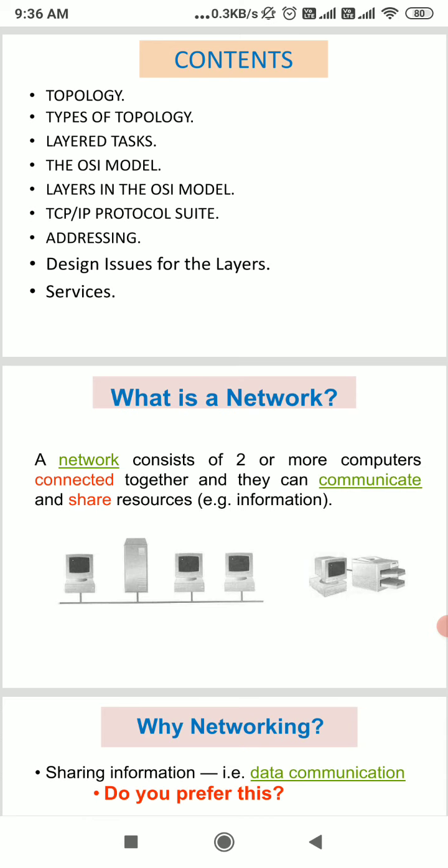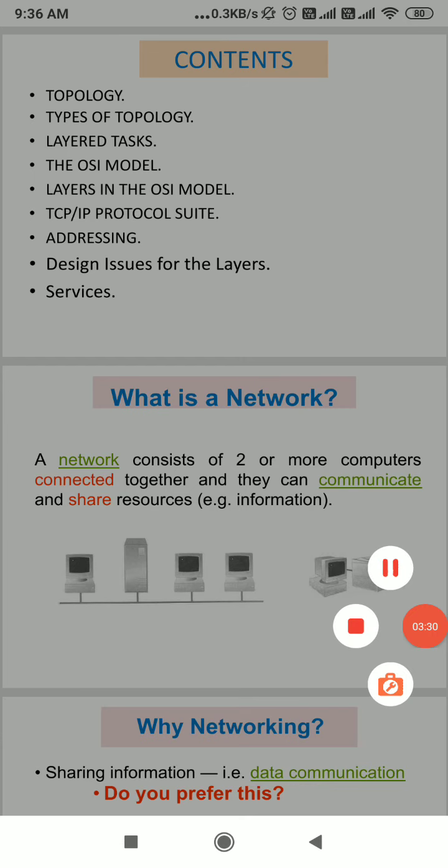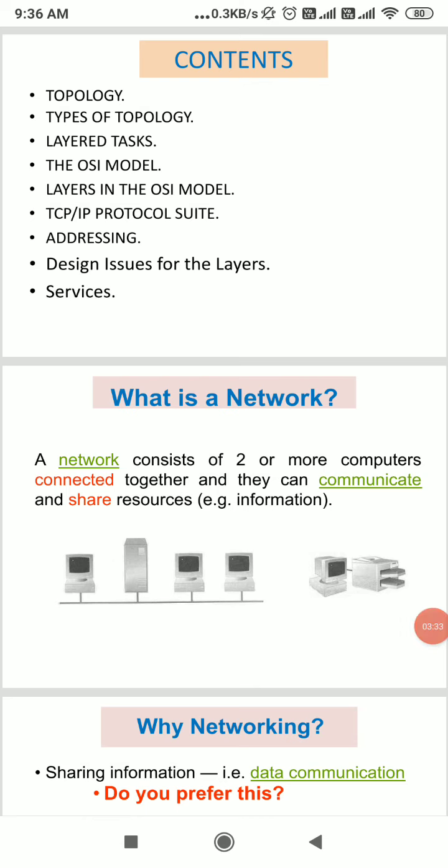So what is a computer network? What do we mean by network? A network is nothing but a system having two or more computers connected together, and as the name defines, they will communicate, because already we are talking here about communication. So they will have two or more computers which will communicate. At that time they will share their information.